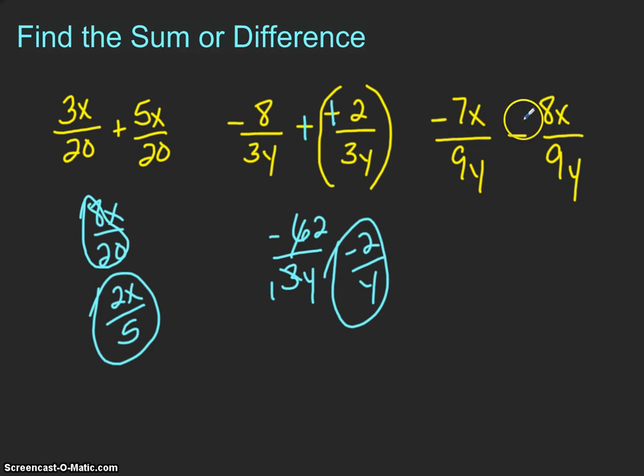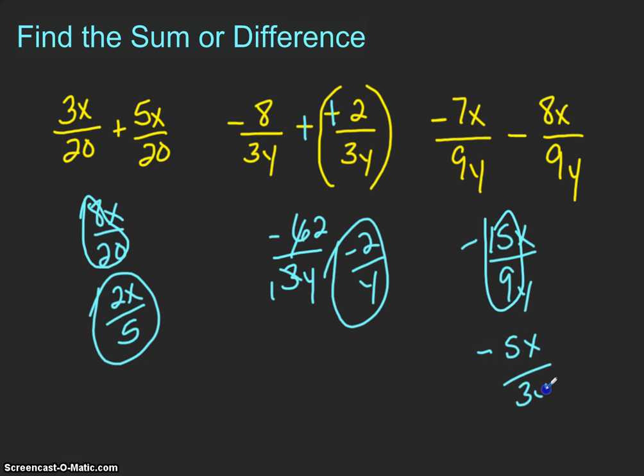One more, same sign sum. The bottom is 9y. 7 and 8 gives me 15. It's negative because they're both negative. I can reduce this by 3. So I get a negative 5x over 3y. And that's finished. That's how simple it is to add fractions with variables in them. Okay? And I believe that is it for today.